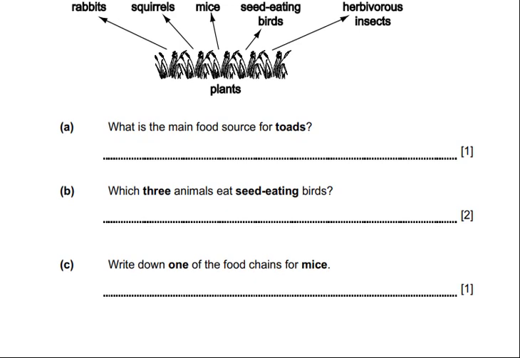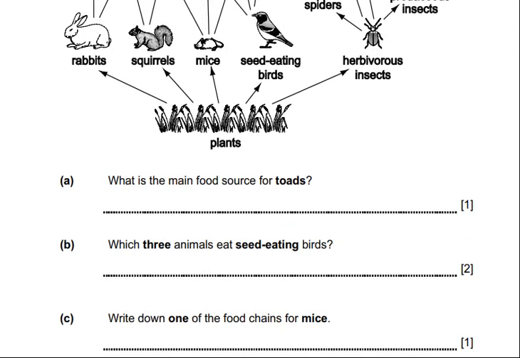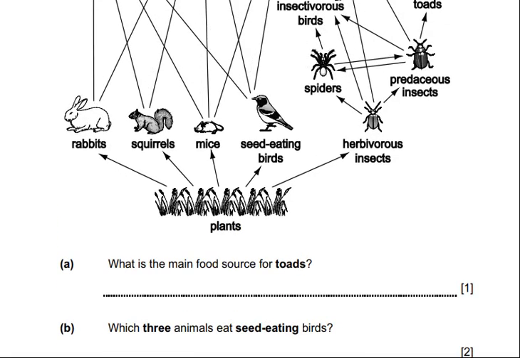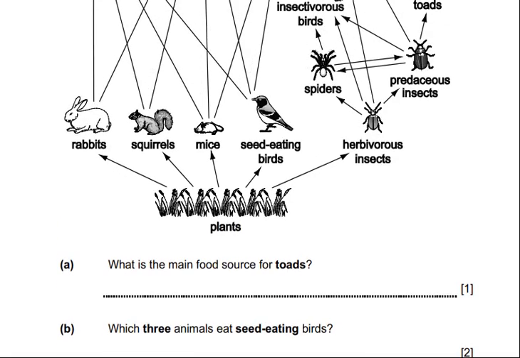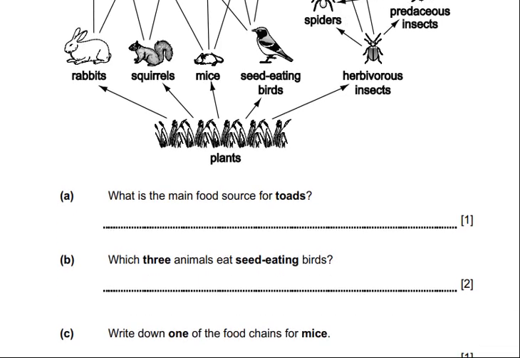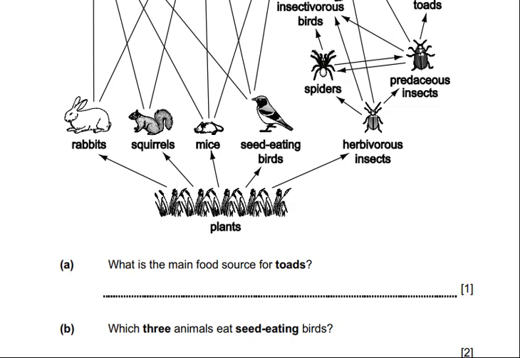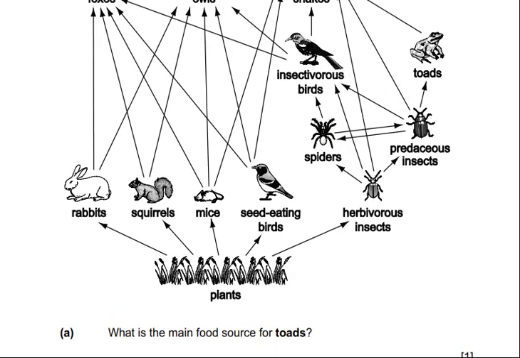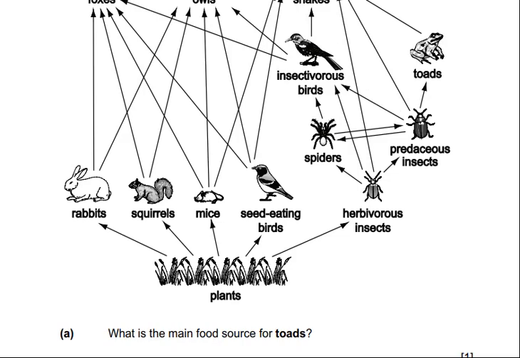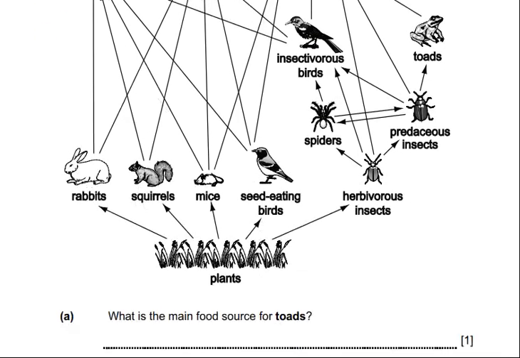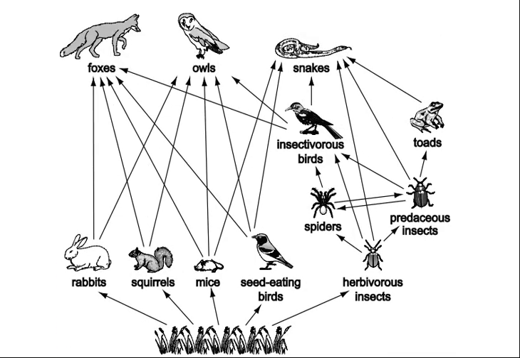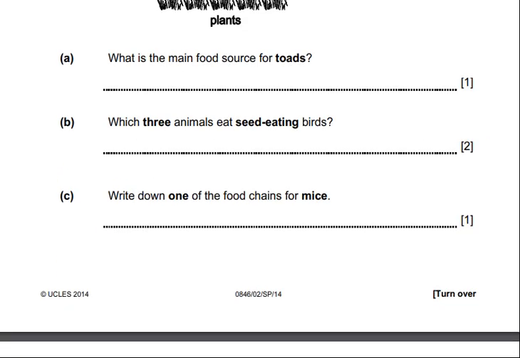Question A. Which is the main food source for toads? So this question means, what do toads eat? Of course, they eat predaceous insects. So you just write down predaceous insects. B. Which three animals eat seed-eating birds? So we have a bird here called seed-eating birds. This kind of bird is eaten by foxes, by owls, and snakes. So we have to write down all three animals: foxes, owls, and snakes for question B.